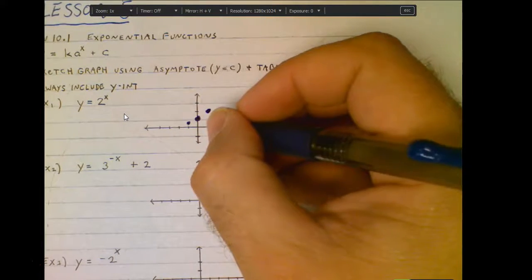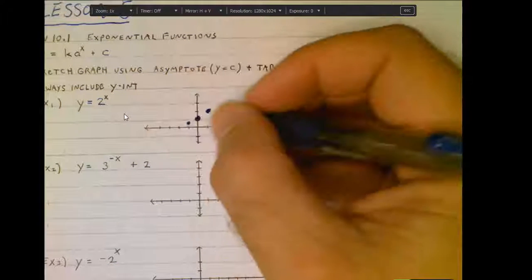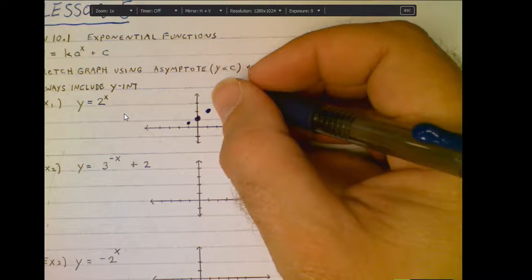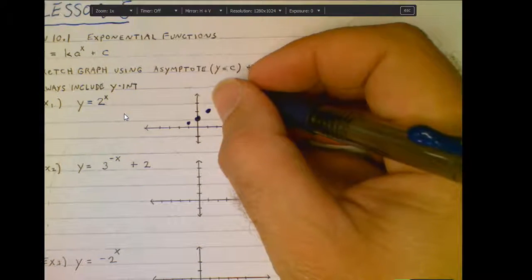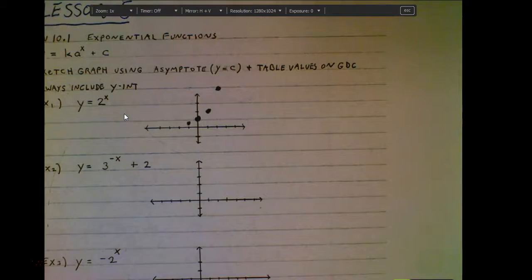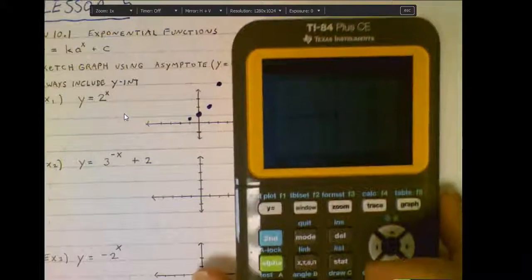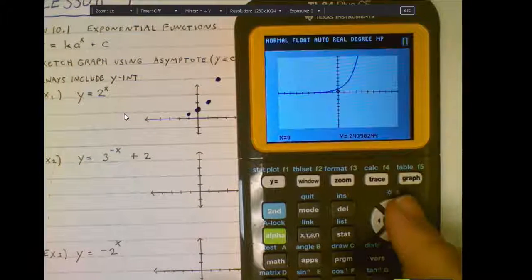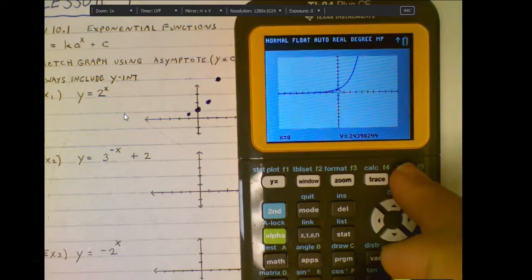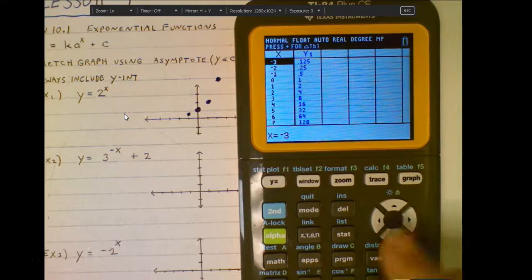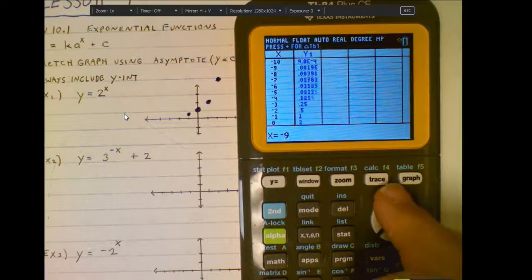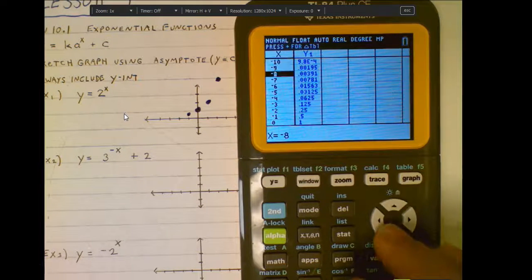What if you plug in a 2 for x? So 2 to the second power. And so you could certainly plug in some numbers by hand to get these points. Where else could you look? You can look at the table of your calculator. And so if you hit second table, I can get every number under the sun for this graph.